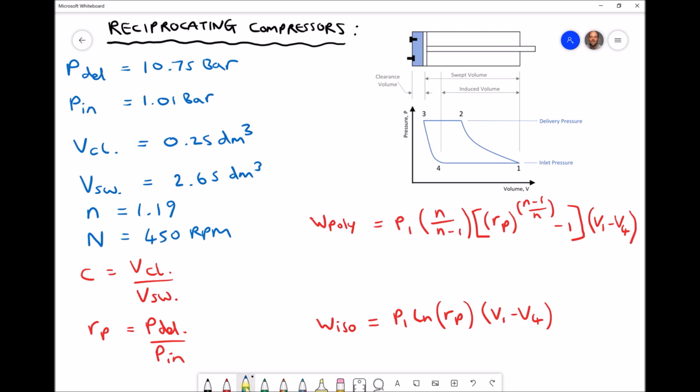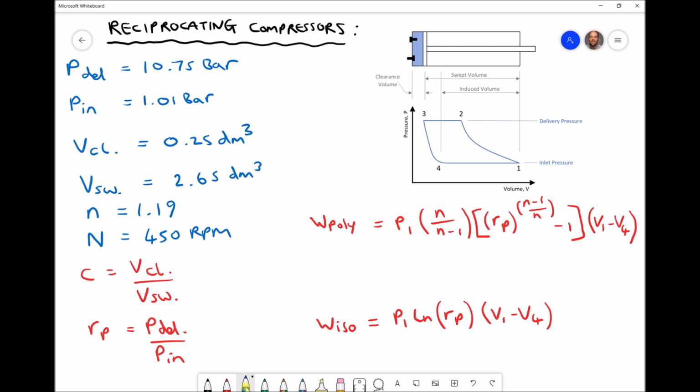calculations. Now in the top left hand corner I've listed some variables. The first variable I've listed is P del, or the delivery pressure, of 10.75 bar, and I've also listed the inlet pressure P in as 1.01 bar. Now 1.01 bar is basically atmospheric pressure, so we have atmospheric air entering the cylinder, we then pressurise that air until it reaches 10.75 bar, and then we deliver that into the receiver or into the system.